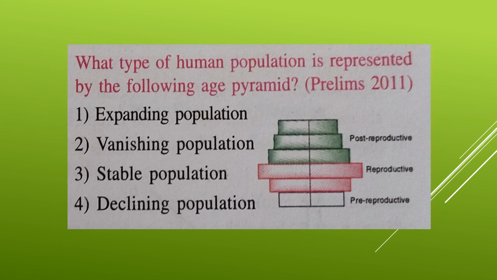And now in this graph, in this pyramid, we have to know what type of pyramid it is. If you see here, the pre-reproductive are less than the reproductive age. So when the pre-reproductive is less than reproductive, that type of population is called a declining population.